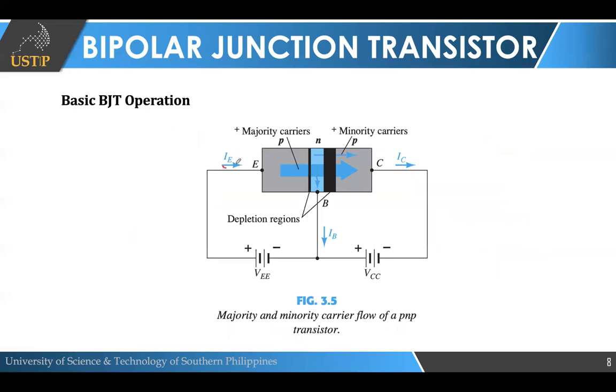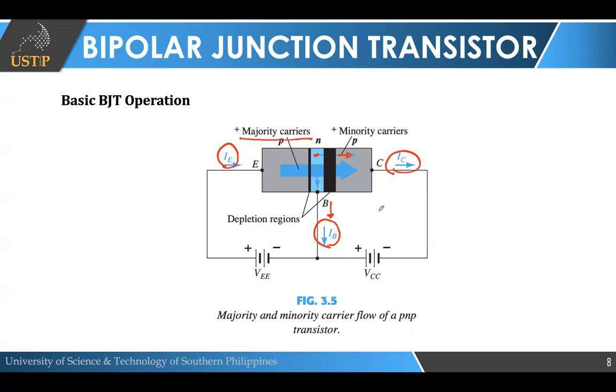So, your emitter current is moving to the right, and then your collector current is moving to the right as well. And then, you also have the current in your base going downward. Okay? So, the majority carriers are holes moving to the right. The minority carriers will be moving to the right as well. So all the holes again are moving to the right. So this is now the flow of a PNP transistor.